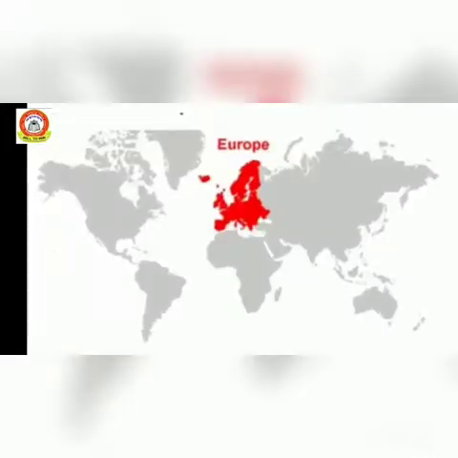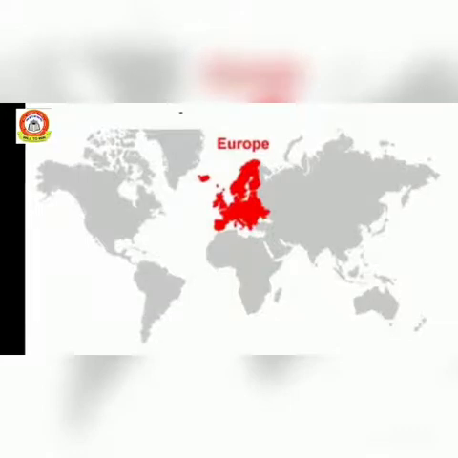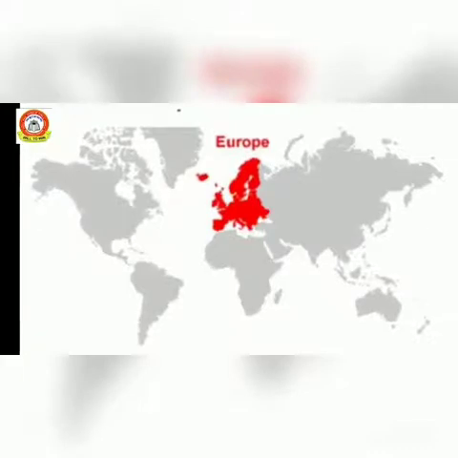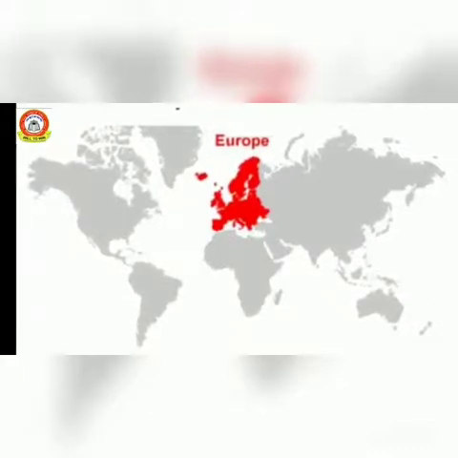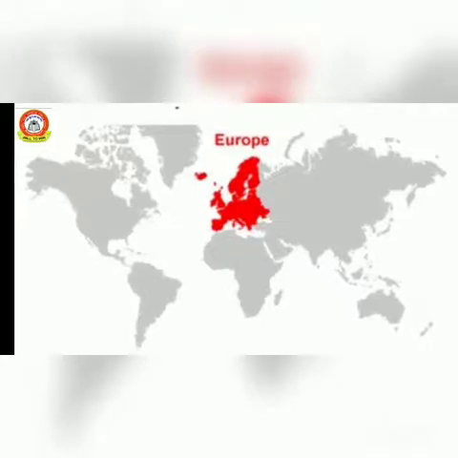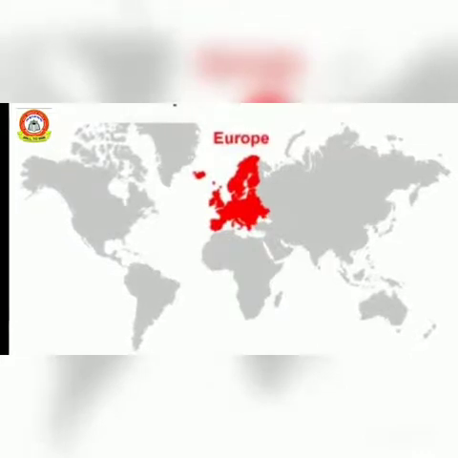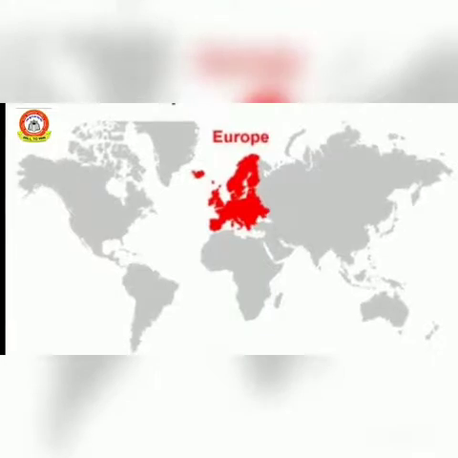Next is Europe. Europe is the sixth largest continent in terms of size. Europe and Asia together are called Eurasia. Europe is bordered by the Mediterranean Sea in the south, Asia to the east, and the Atlantic Ocean in the west. Developed countries such as United Kingdom and France are part of Europe only.